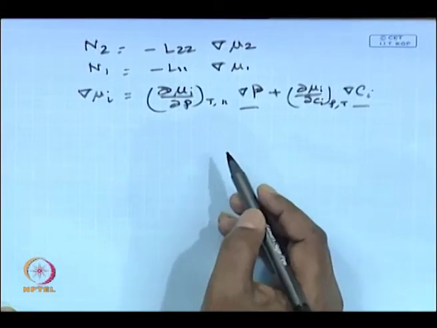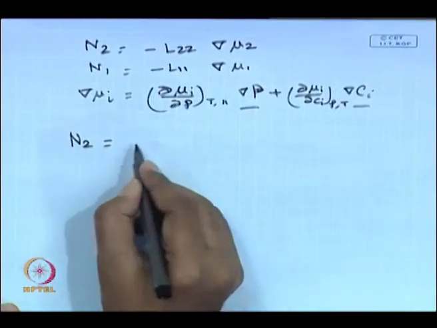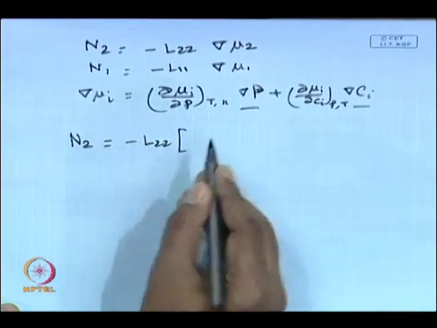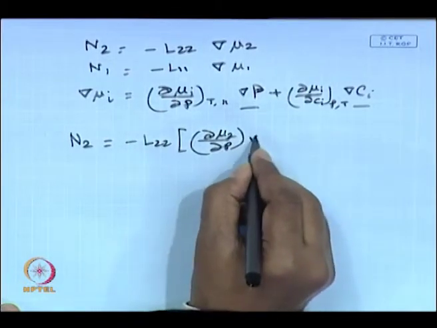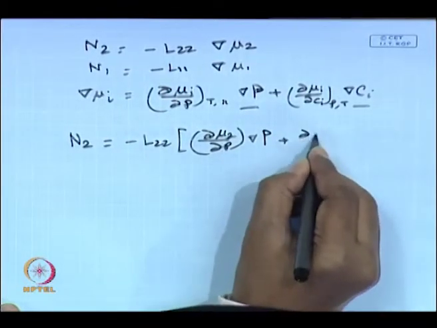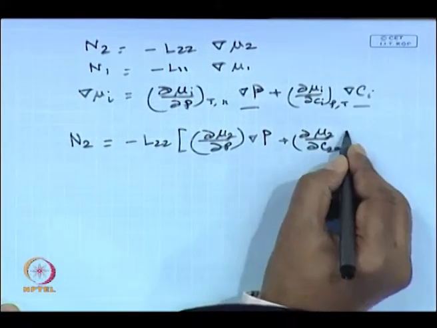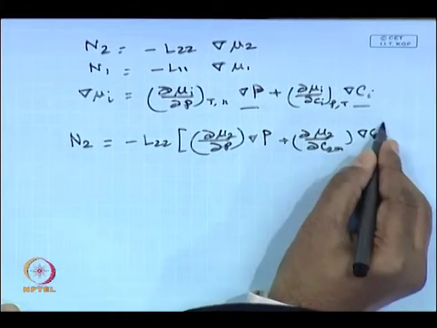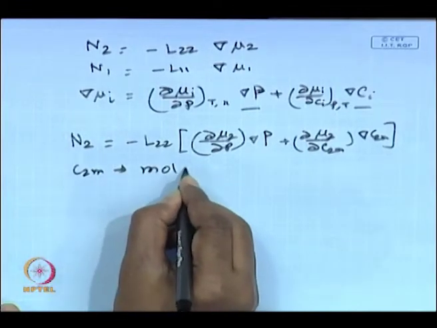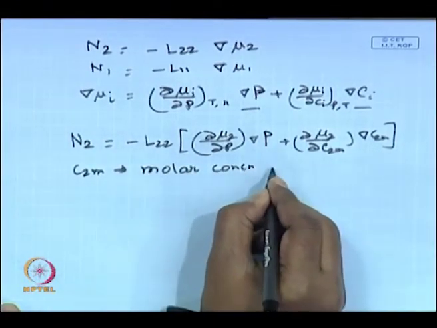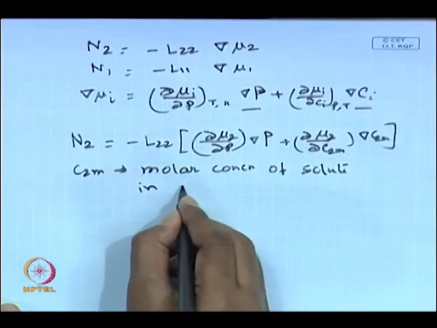Otherwise, there are two main driving forces present, the gradient of pressure and the gradient of concentration. Now, in terms of this, the solvent flux can be written as minus L22 times del mu 2 del P gradient of P plus del mu 2 del C2m gradient of C2m. Now, what is C2m? C2m is basically the molar concentration of solute in barrier, that means in membrane phase.